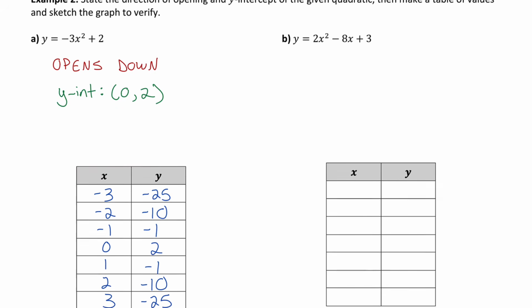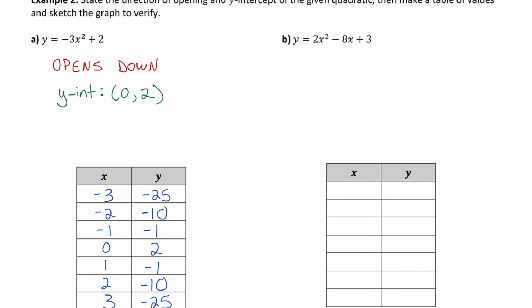And now let's do part B. In part B, the coefficient of the x squared term, our a value, is 2. So since the a value is greater than 0, this parabola opens up. And the y-intercept is equal to the c value, which is the value of the constant term. So the y-intercept is at the point 0, 3.